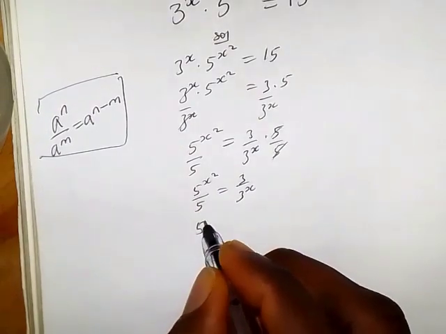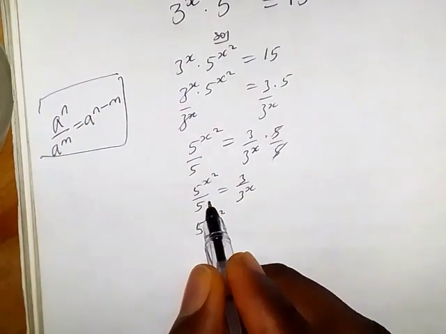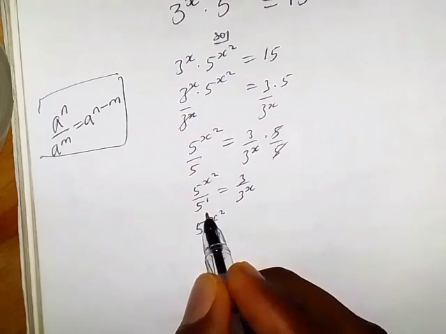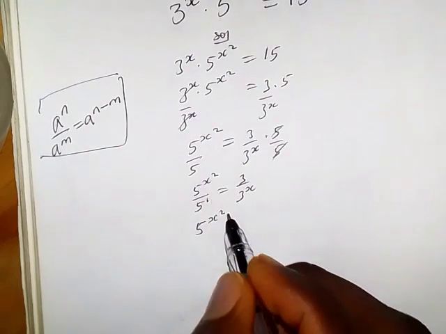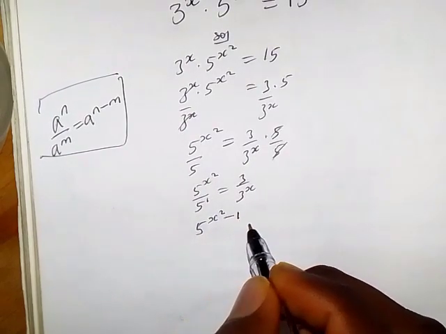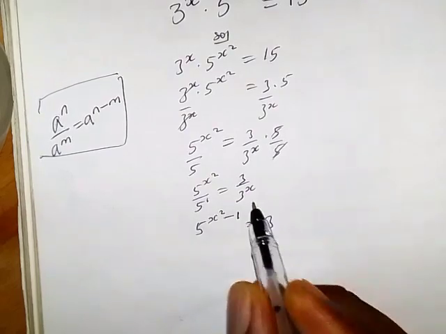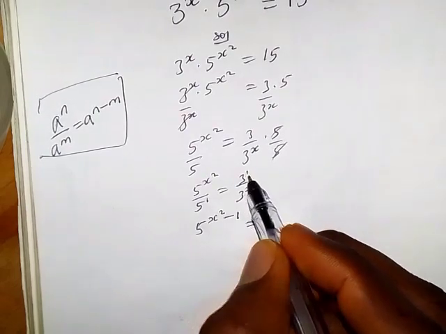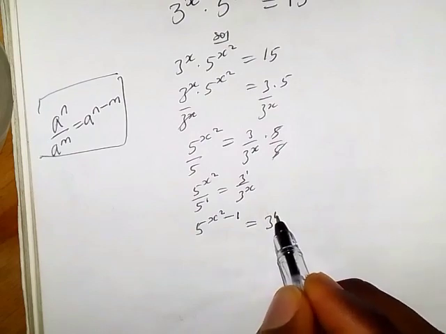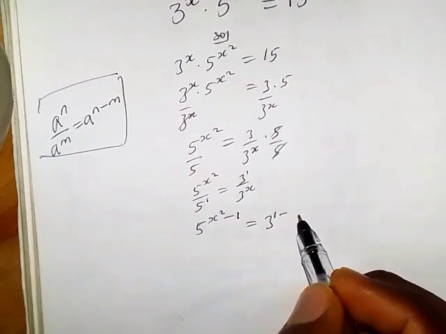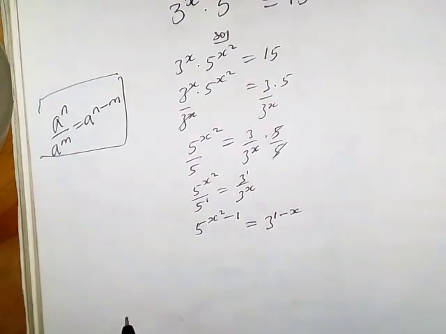So we have 5 raised to x squared. Don't forget, this is just like writing 5 raised to 1. So when 1 goes up, it becomes minus. We have minus 1 equals 3. This is the same thing as writing 3 raised to 1. So we have 3 raised to 1. When x goes up also, we have minus x. So we are good to go.